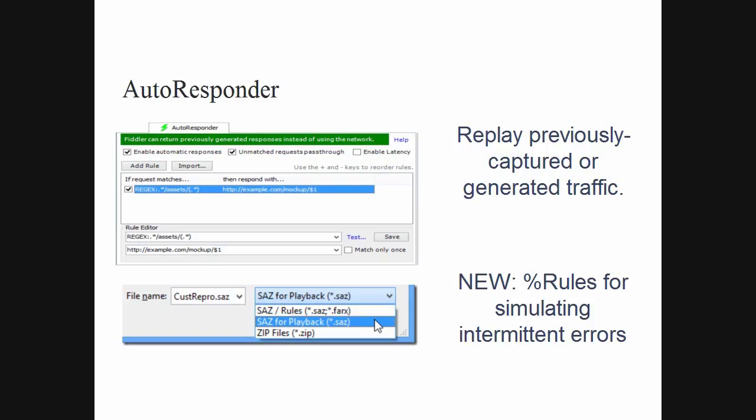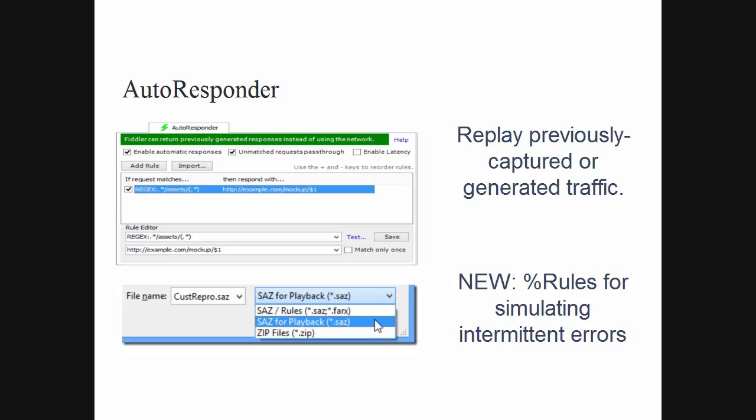Fiddler's autoresponder tab is perhaps the most powerful feature of Fiddler. Fiddler's autoresponder allows you to play back previously captured traffic instead of hitting the network. So if you've got a SAZ file from a customer of a failing scenario, you can load that SAZ file into Fiddler's autoresponder and play it back. You can play back exactly the traffic that your customer got to experience exactly what they had happen.